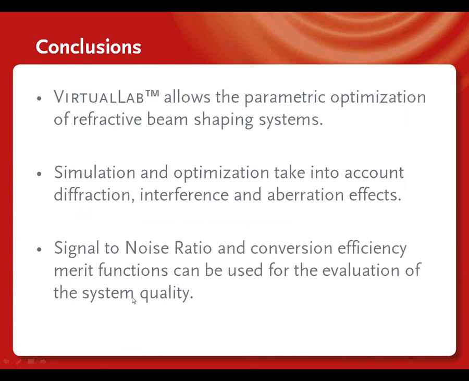So this example shows you that VirtualLab can optimize also a refractive beam shaping system. The simulation can take into account diffraction, interference effects and aberrations, and you can use merit functions as, for example, SNR or conversion efficiency for the evaluation of the quality of this line. And I'd like to mention also the uniformity error could be used for the optimization.